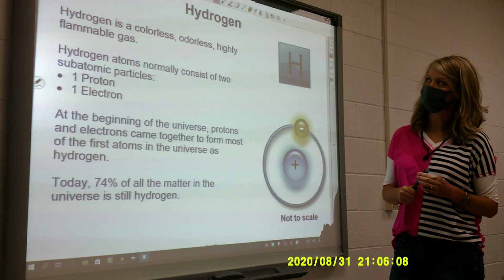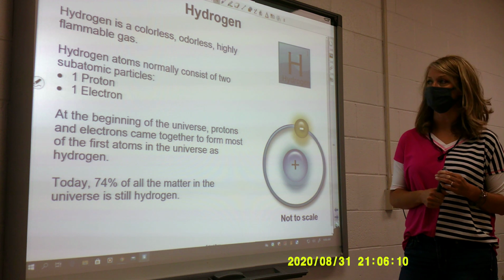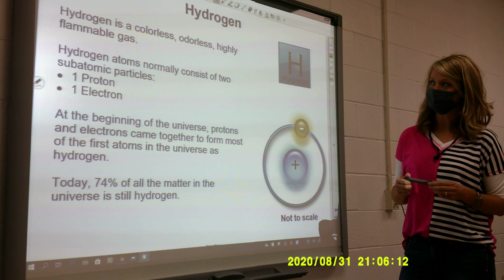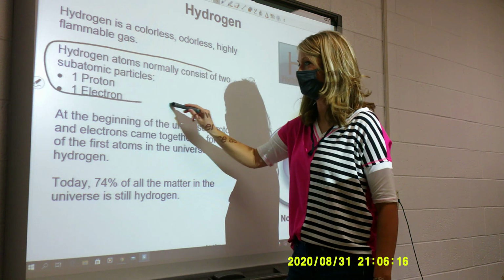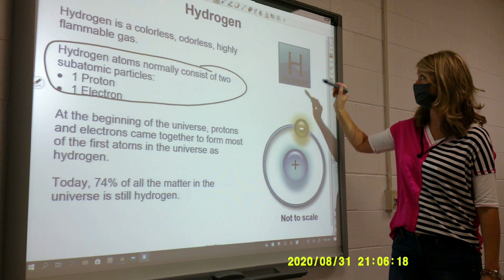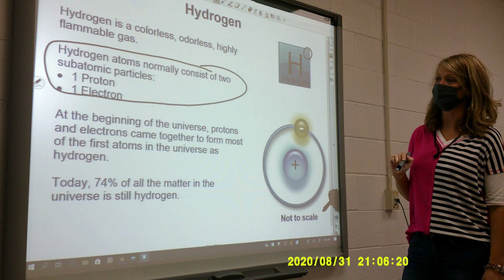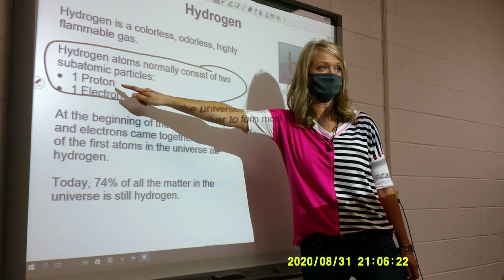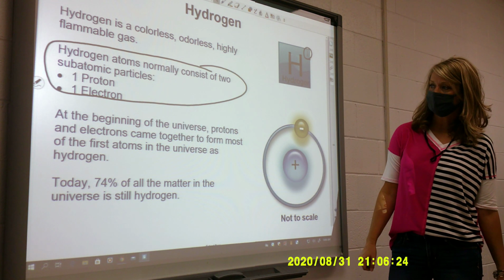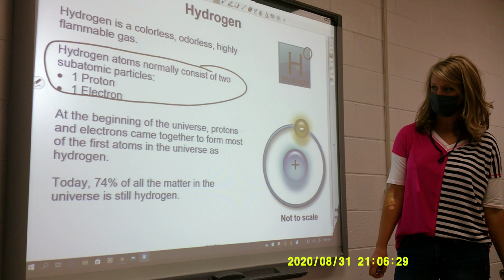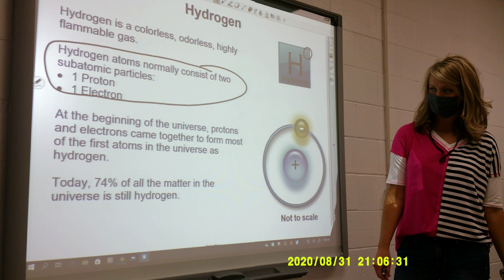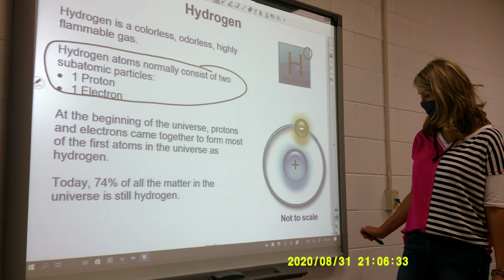Hydrogen is colorless, odorless, highly flammable. Hydrogen atoms normally consist of 2 particles, 1 proton, and 1 electron. So its atomic number is 1 because it has 1 proton. At the beginning of the universe, protons and electrons came together to form most of the first atoms in the universe as hydrogen. Today, 74% of the matter is still hydrogen.